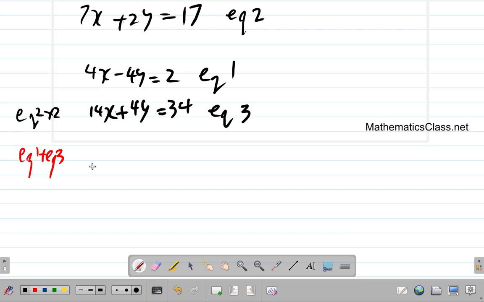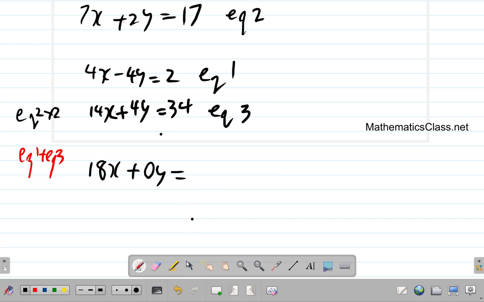14x plus 4x gives us 18x. In other words, 4x plus 14x is 18x. So we are saying equation 1 plus equation 3. Negative 4y plus 4y gives us 0y. Alright? Negative 4 plus 4 is 0.